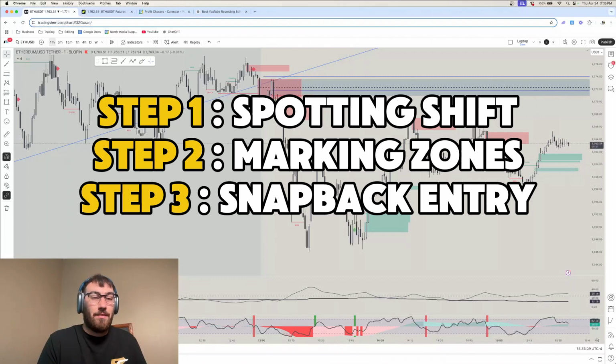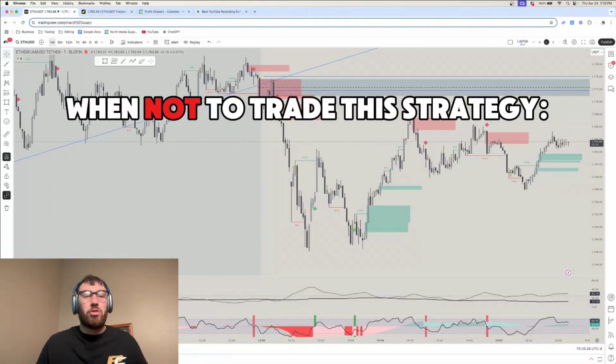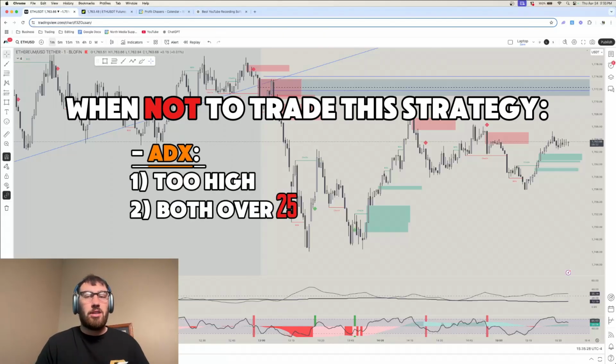The reason why I love this strategy so much is because you're putting on such little risk for a max amount of absolute huge profits. So that is why I love this strategy, because you can risk just a little bit to make a lot more. But there are a few things I do want to cover on when you should not be trading this strategy. Is ADX is too high. Both of them are over 25 level.